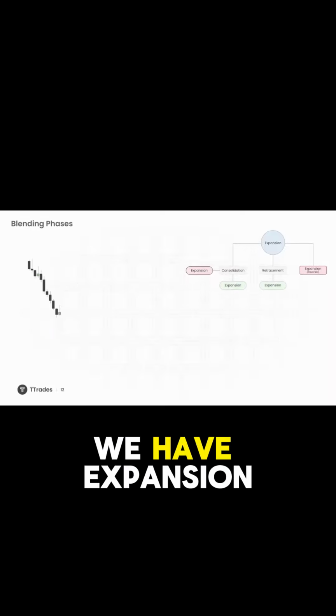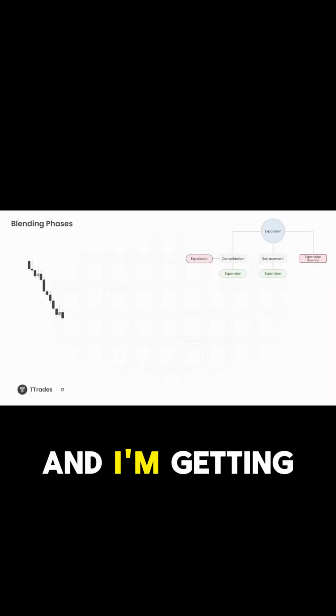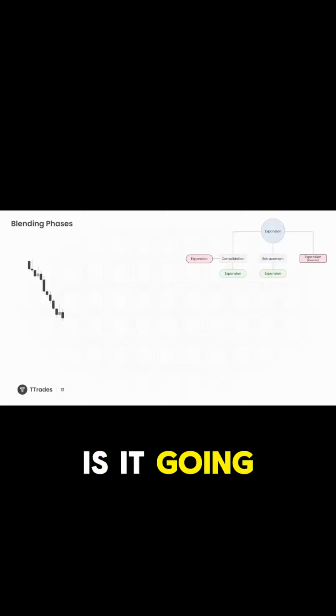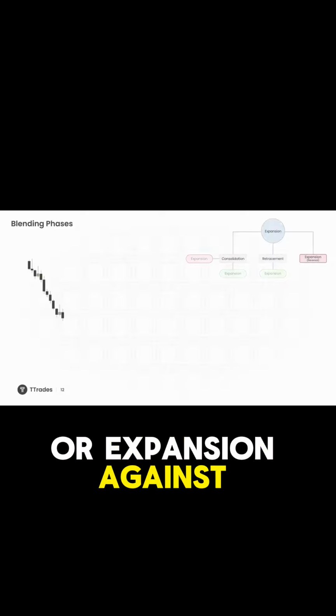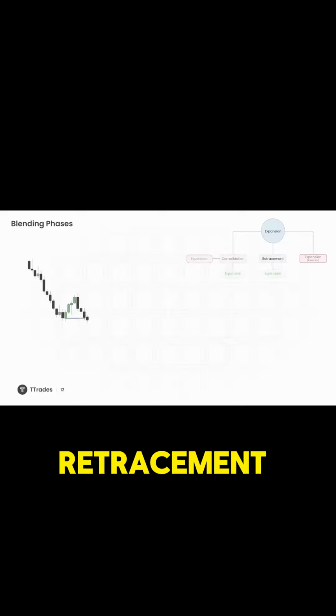Here you can see we have expansion lower. Then I'm getting into a new phase of price. Is it going to be consolidation, retracement, or a reversal or expansion against? Here you can see we get a slow, shallow move higher, and then we go and close below that series of up close candles. So that is a retracement. So we have expansion, retracement. I'd want to see another expansion or a continuation of this move.